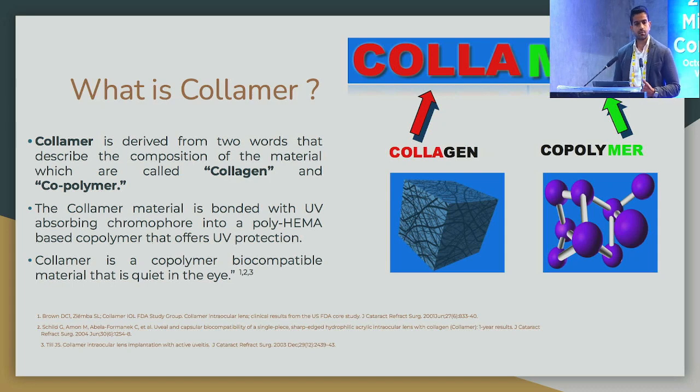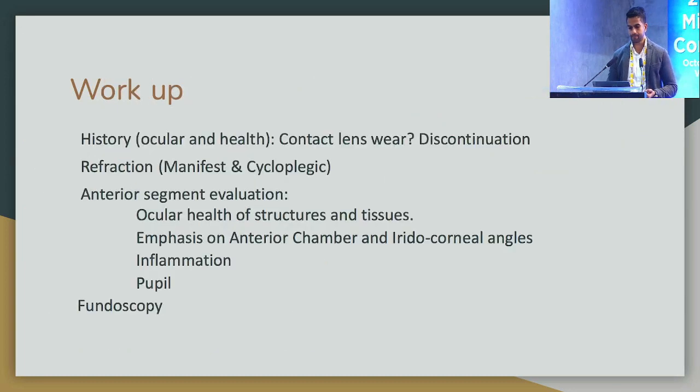So what exactly is a collamer? Collamer basically is derived from two words, that is the collagen and copolymer. Now, because of this collamer, it is biocompatible, post-operatively it gives you a very quiet eye. So the workup for the ICL is just like any other refractive surgery. You have to do a thorough systemic examination and ocular history. Please ask the patient for any contact lens wear and make sure the patient discontinues at least 2 weeks prior to your examination. Do a thorough manifest and a cycloplegic refraction. Anterior segment evaluation should be thorough on your slit lamp and emphasize on the anterior chamber and the angles. Look for any signs of inflammation.